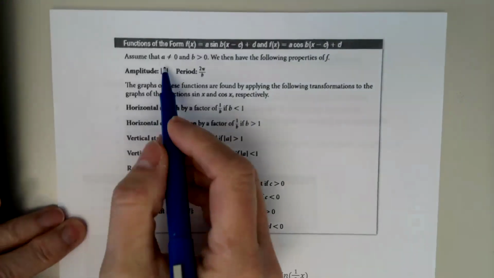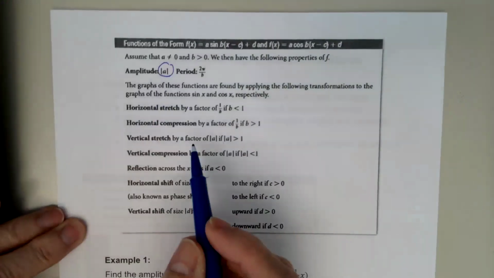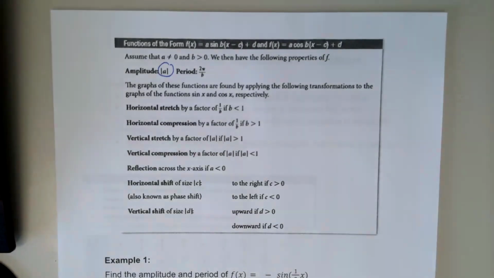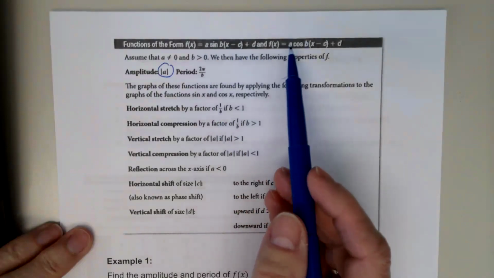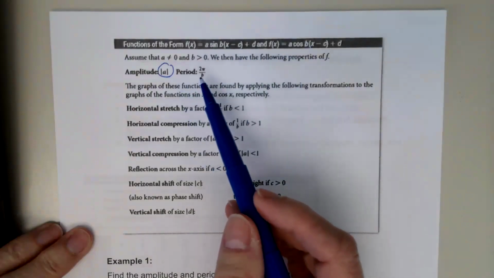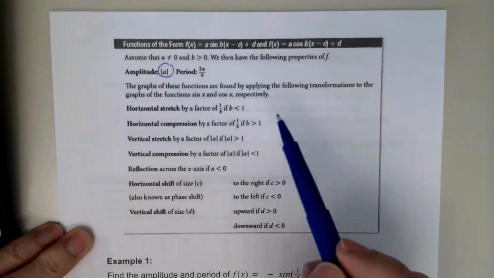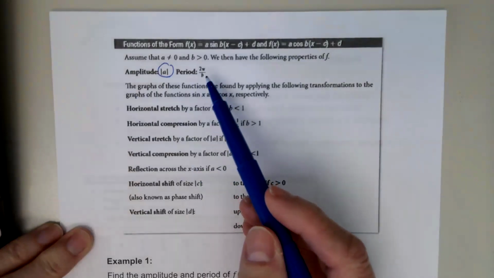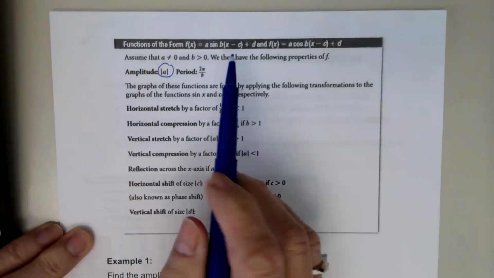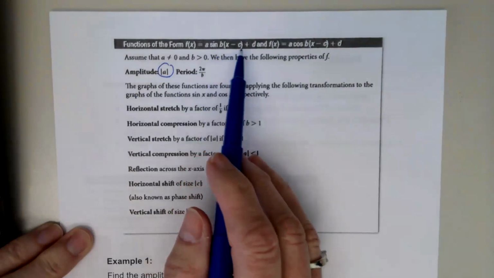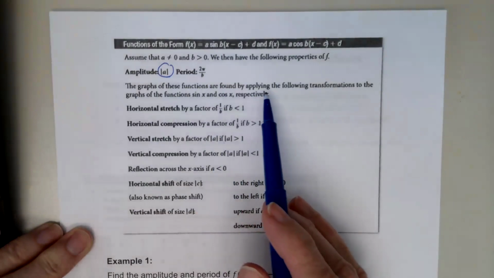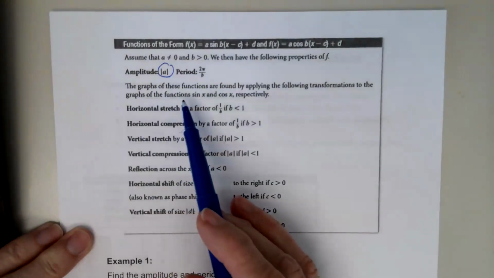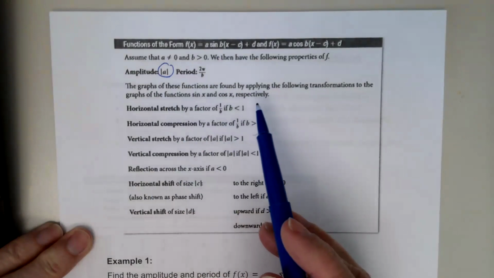So the amplitude is the absolute value of A, which is the coefficient out in front of the function. Usually it's just 1. The period is how long it takes to cycle through. So that's 2π divided by b, where b is the coefficient on x on the inside. The graphs of these functions are found by applying the following transformations to the graphs of just sine x and cosine x.